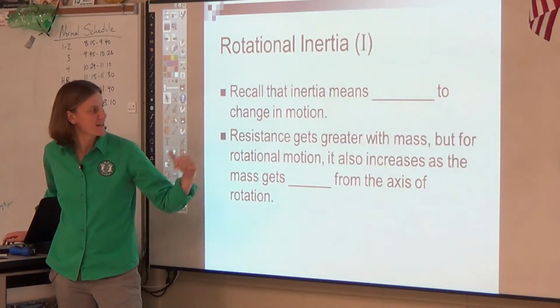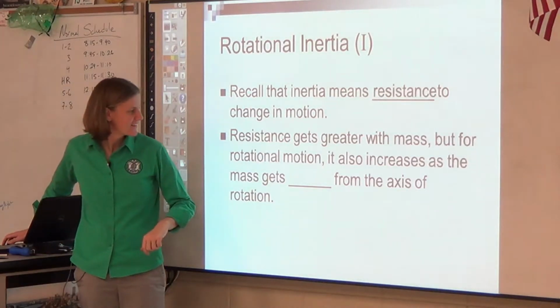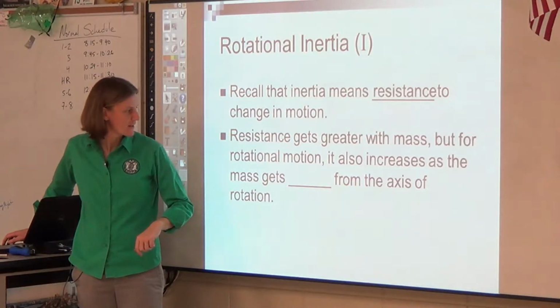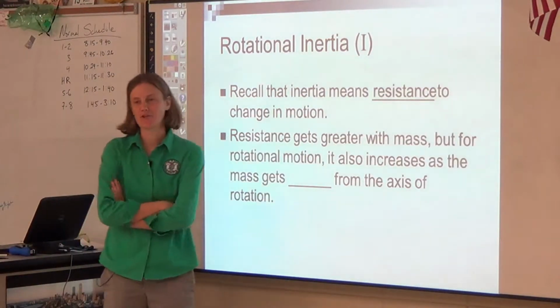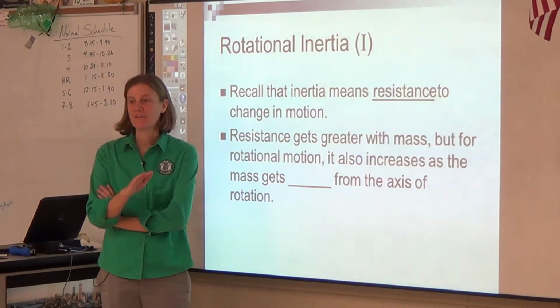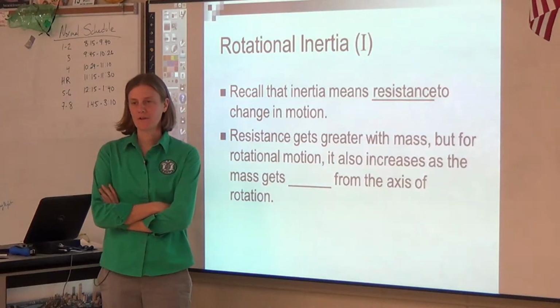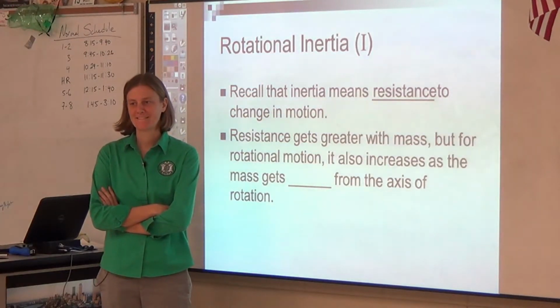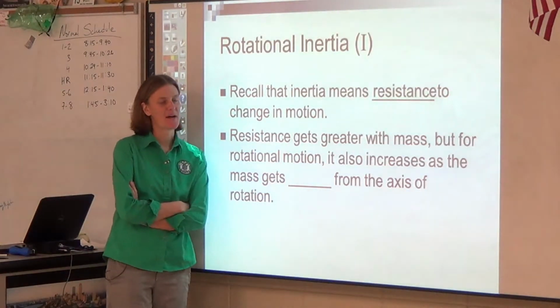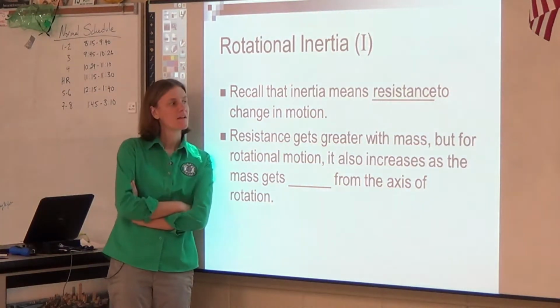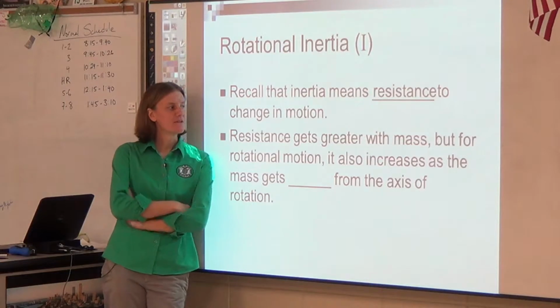Okay, but the point mass idea, you will need to memorize that formula. Moment of inertia for a point mass was m r squared. Anyway, so this is what we're talking about. Inertia is resistance to change in motion. In the linear world, just related to mass. In the rotational world, it relates to mass, but also where that mass is.